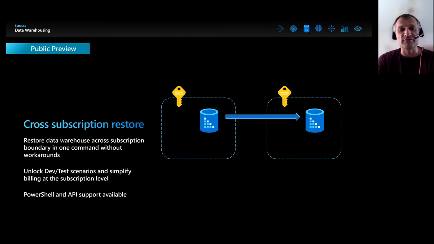This is actually one of the most requested features because lots of companies run their environments separated, storing dev, test, and production environments in different subscriptions. So actually, this capability that you can take your data warehouse from one subscription and restore it on a different subscription makes things like setting up dev and test scenarios much simpler. And you can run it using different methods, using PowerShell, API, whatever you prefer.